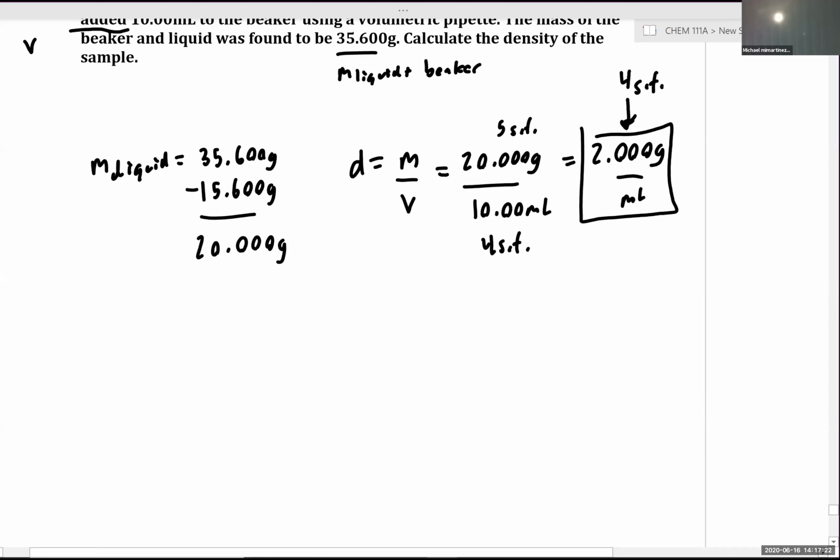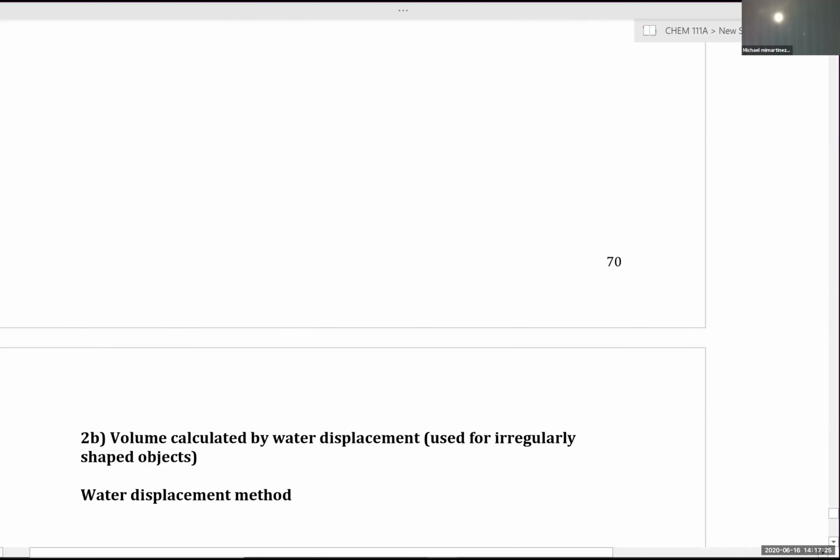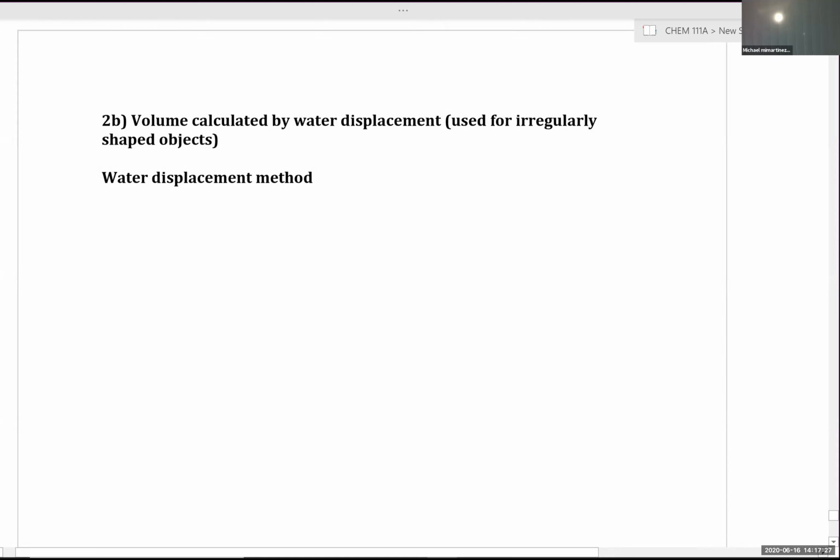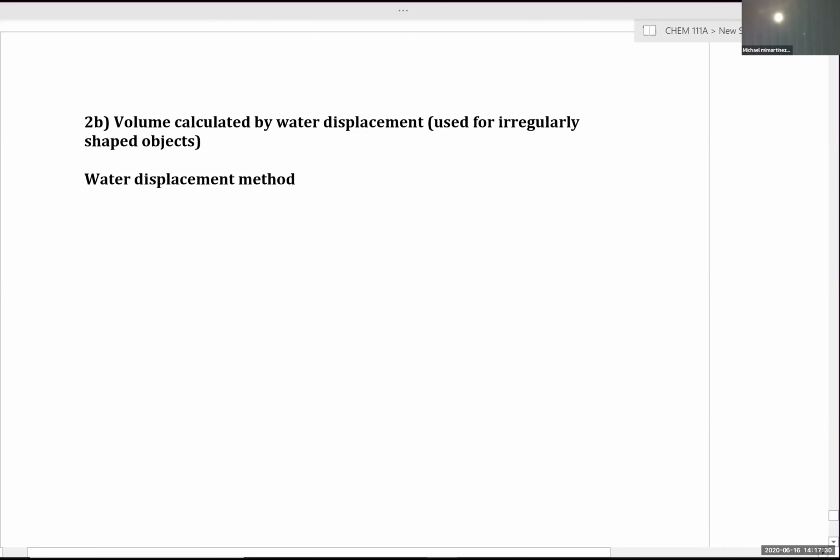Let's now discuss another method. This is sort of a classic experiment that you probably performed in one of your previous chemistry classes, which is the volume calculated via water displacement. We've all probably seen this phenomenon in effect when, for example, a bunch of people jump into a pool of water and you notice the water level starts to rise. That's because objects will displace or push a volume of water out of the way equal to their volume.